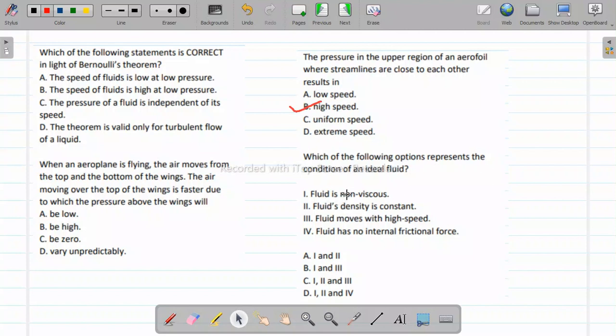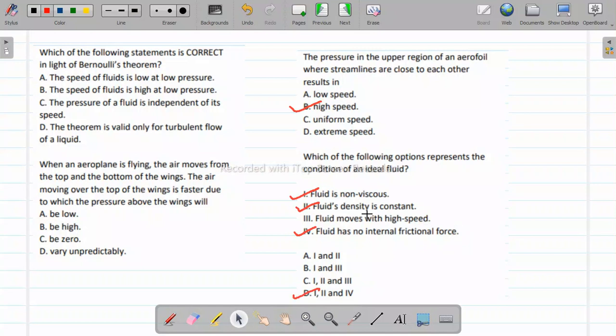Which of the following options represent the condition of an ideal fluid? A fluid which is non-viscous, a fluid whose density is constant, that is an incompressible fluid, and a fluid which has no internal frictional force, that is a non-viscous fluid, right? So 1, 2, and 4. Option D needs to be a correct option here.